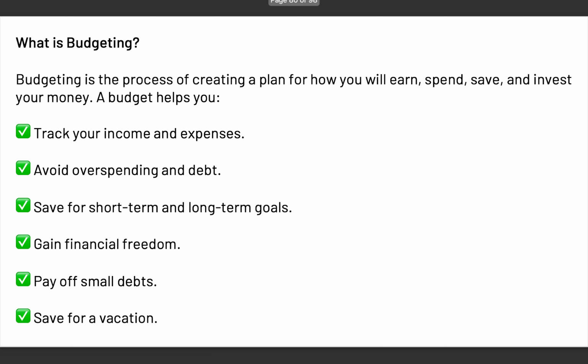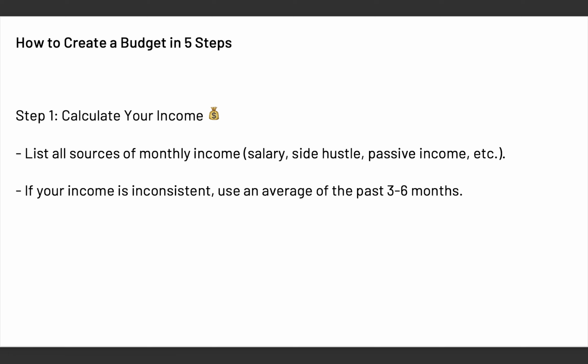So now that you know what budgeting is and what it can help you to do, how then can you create a budget? So here's how to create a budget in just 5 steps. Now, the first step is to calculate all your income. Now, how do you do that? Now, the first thing is to list all sources of monthly income that you have, whether salary, side hustle, passive income, and so on. List everything out and list out the amount you are getting from each one.